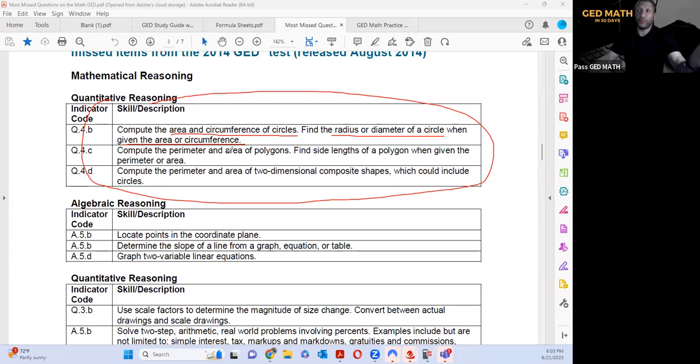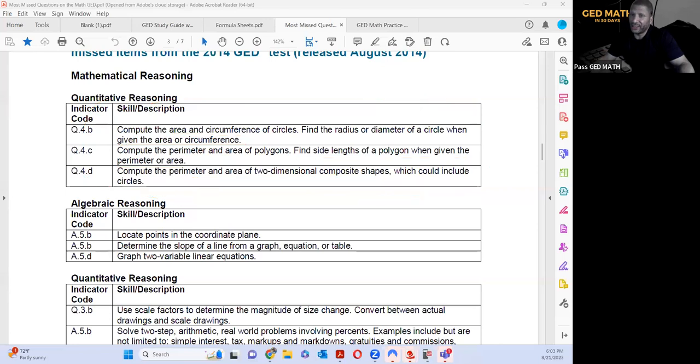Another one is compute the perimeter and area. But what you usually see people have issues with is find side lengths of a polygon when given the perimeter or area. And then the same thing here, compute the perimeter and area of composite shapes, which includes circles. All they mean is composite shapes are just two shapes put together. So if you're looking for the area, you find the area of both shapes, add them together. If one is inside the other, you take the one on the outside, take the area, subtract the one on the inside. They talk about perimeter. Perimeter is distance around.